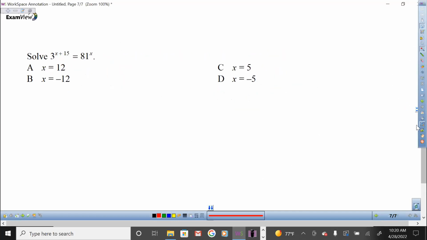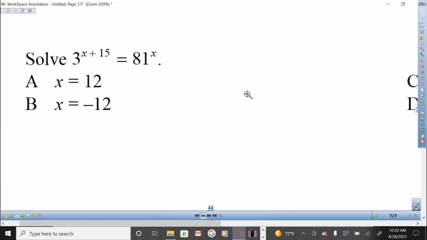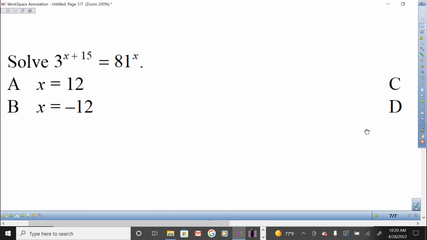There's number 32. Then it says solve 3 to the exponent of x plus 15 equals 81 to the exponent of x. All right, so let's see what we got.